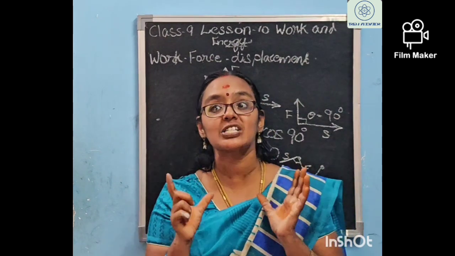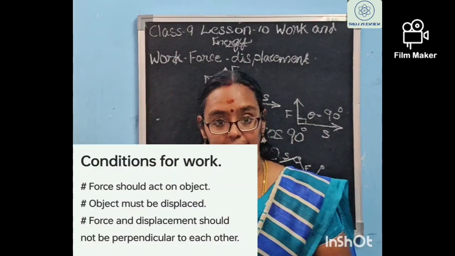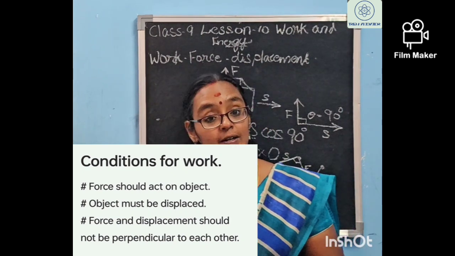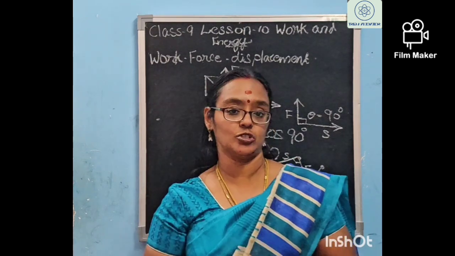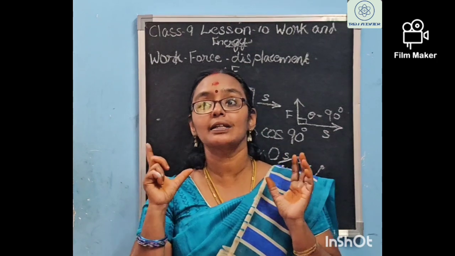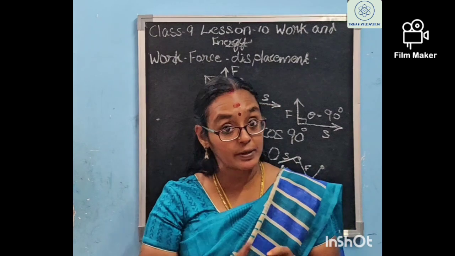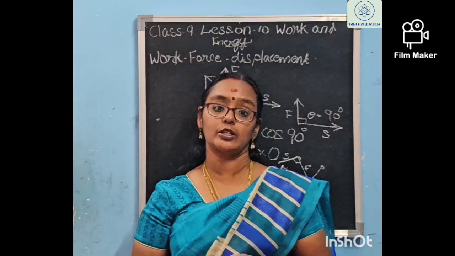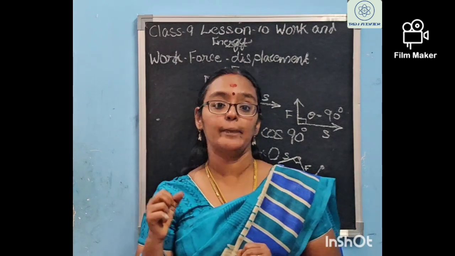What are the 3 conditions needed for the work to be done? The force has to be applied. Second, the object has to be displaced. And the third, the force and displacement are not perpendicular to each other. So the force must be applied, the displacement has to happen, and if force and displacement are not perpendicular to each other, then only we can say work is done on a particular object.